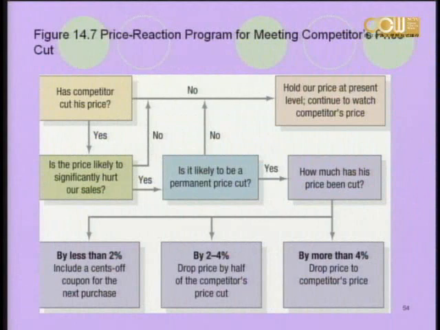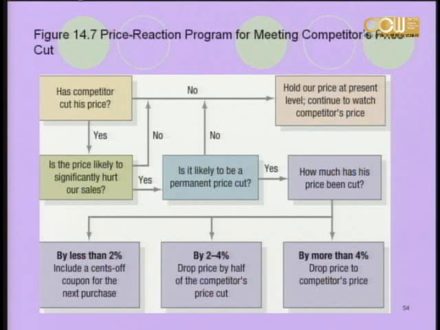And this chart tells you how to do that. Price reaction program to meeting competitors' price. I think most of you asked the question. All right. Now, has the competitor cut the price? No, don't do anything. Okay, that's a good situation. Yes, and you look at it carefully. Is the price cut likely to significantly hurt our sales? If no, then don't do anything. This is the situation I mentioned before, about Eastern Airline and New York Air. In fact, you won't be affected. You don't have to worry about that. If yes, is it likely to be a permanent price cut? If no, don't worry. They just want to get a season, whatever that. Don't worry. All right. If yes, then how much has it been cut?